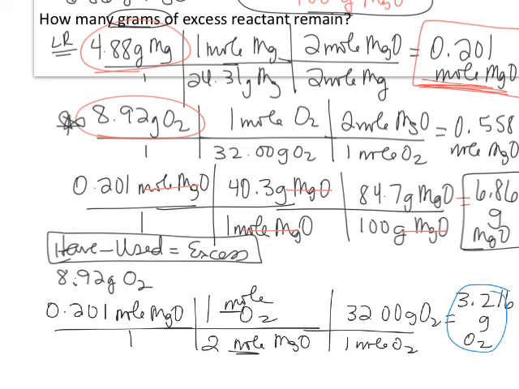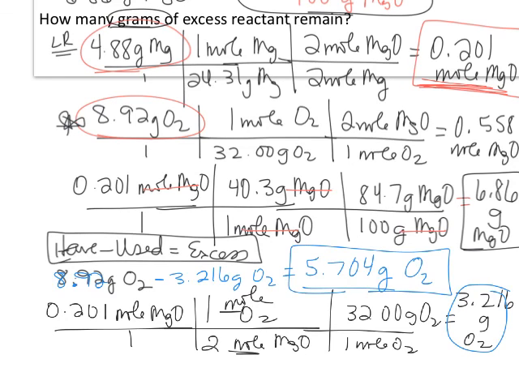So what we're going to do is subtract from the 8.92, what we have, minus 3.216 grams of oxygen, and that is going to give us an excess of 5.704 grams of oxygen. That should take care of 4-11.